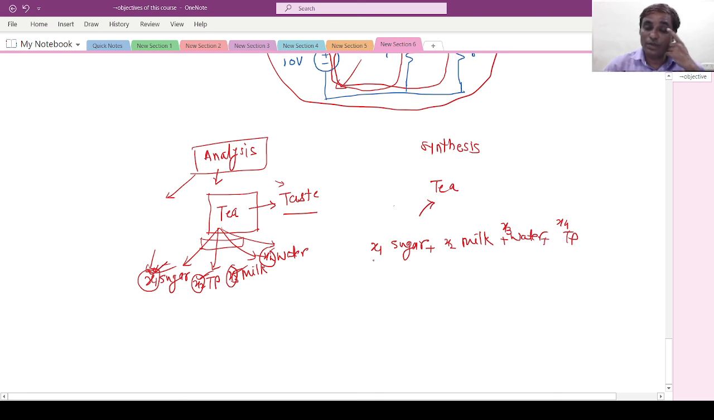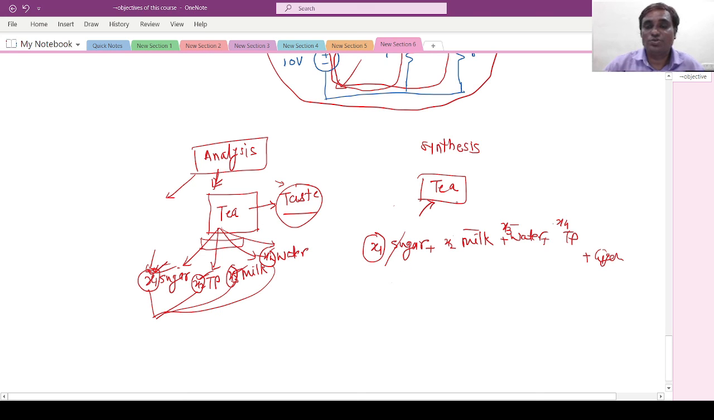But if I have been asked to prepare the tea, it is not necessary that you will use all the components. You can add one more component, say ginger, and prepare it, or you can add honey, and that is also tea. So if I would like to do the analysis, your x1, x2, x3, x4 will be fixed for this particular case, meaning analysis has a unique solution. But if I would like to do the synthesis, there are different ways to prepare the tea.